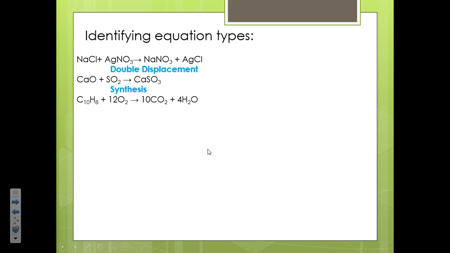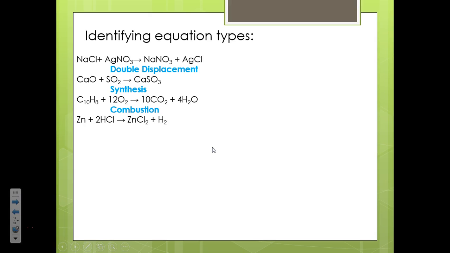This next one here, we've got carbon and hydrogen, a hydrocarbon here. It's reacting with oxygen. It forms carbon dioxide and water. That is a pretty clear combustion reaction, all right? Hydrocarbons plus oxygen yield carbon dioxide and water.